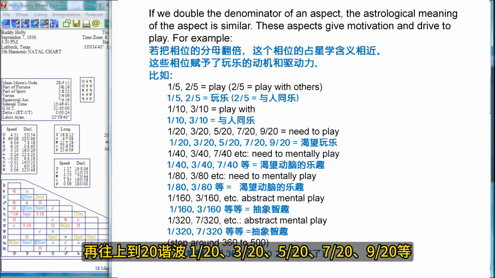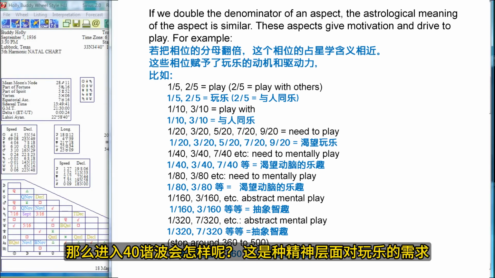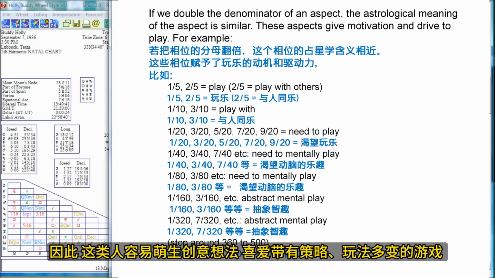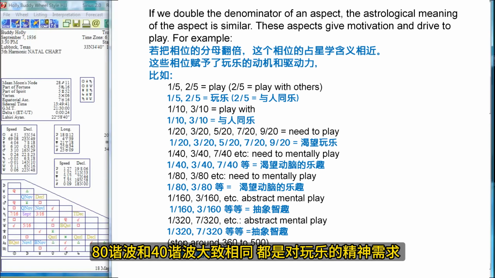And then you go to the 20, the 1/20th, 3/20th, 5/20th, 7/20th, 9/20th. The 20th harmonic aspects is 5 times 4, a need to play. What happens when you go to 40? It's a need to mentally play. So the person gets creative ideas, maybe plays games that involve strategy or different approaches. They get more into the way the play is done and the approach to it and style and strategy of it. And then 80th would be basically the same as 40th. It's a need to mentally play.